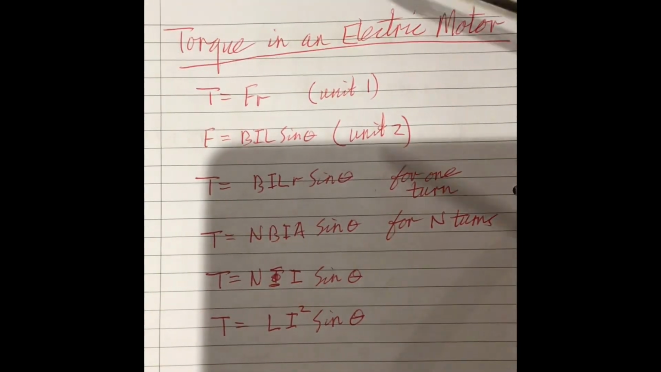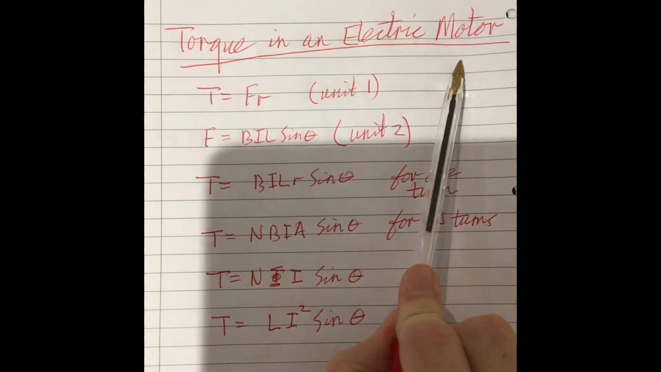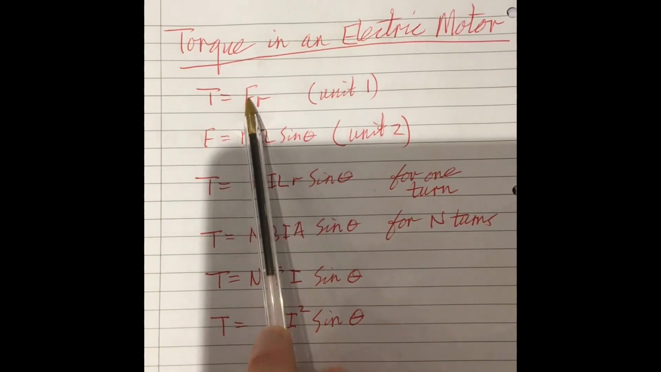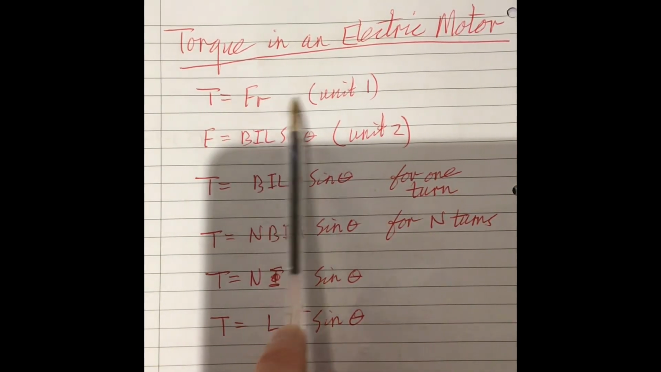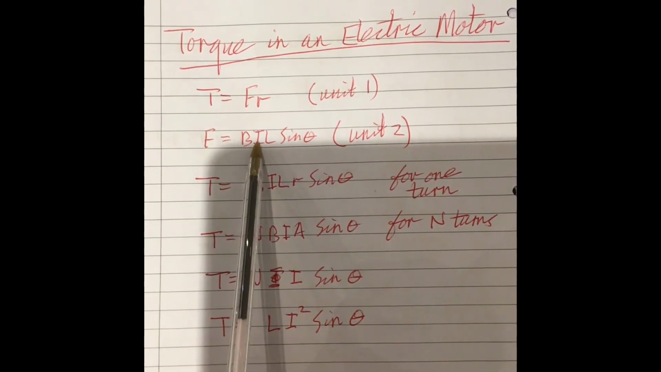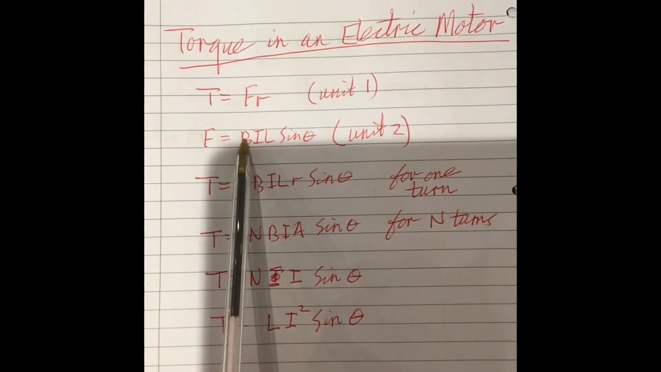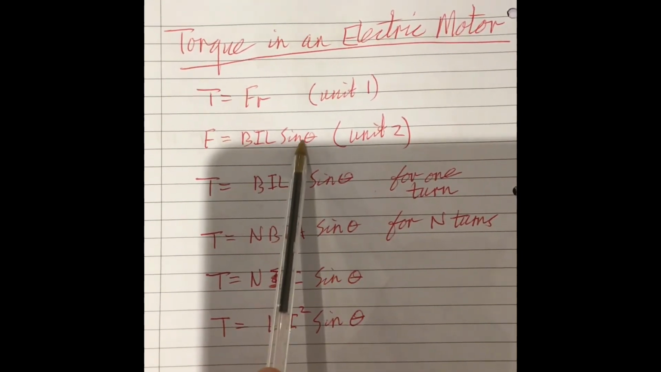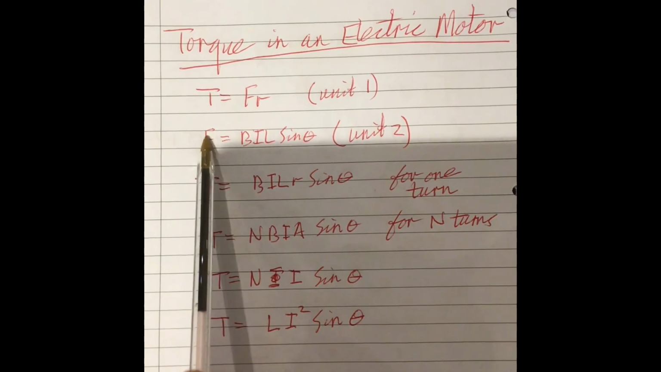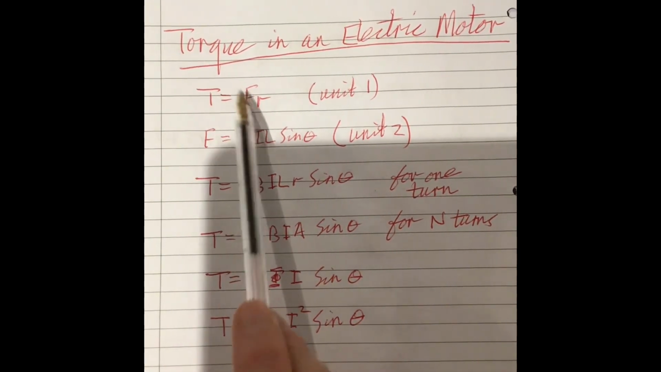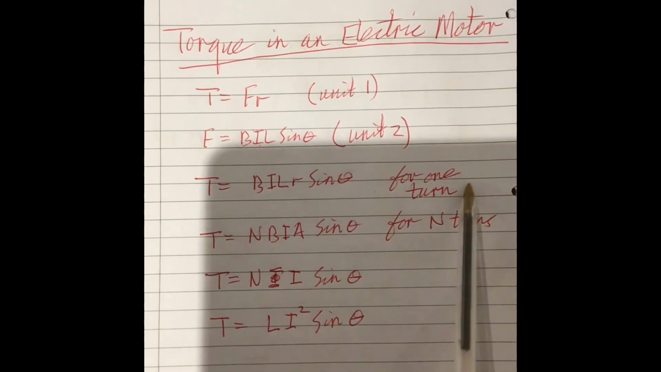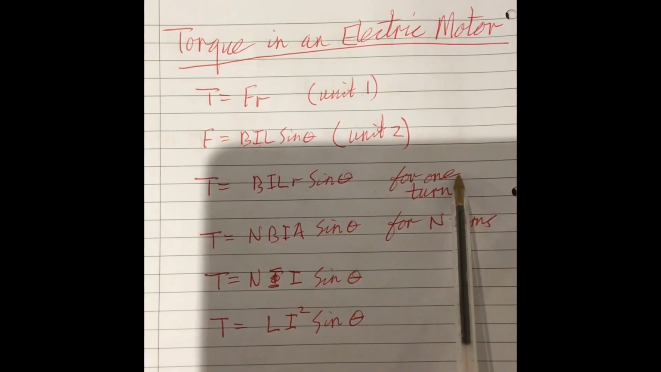And last item in this video is the torque in an electric motor. So from unit 1 we should know that the torque is equal to the applied force times the radial distance from the axis. And from unit 2 we should know that the force on a current carrying conductor of length L in a magnetic induction B at an angle theta, remember if it's at right angles that sine theta will just become 1, from unit 2, F equals BIL sine theta. So we put these two equations together, we get T equals BILR sine theta for a single turn of wire, in other words a single loop of wire.